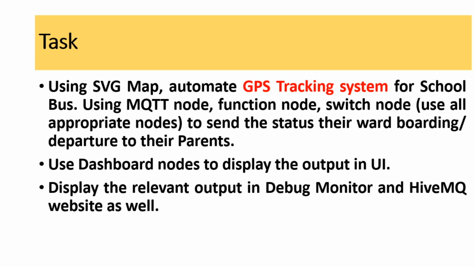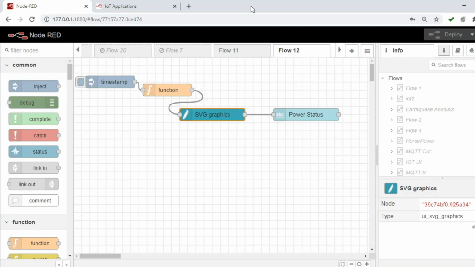So the task is: using your SVG map, you automate any GPS tracking system for the school bus. Using the MQTT node, function node, switch node, and whatever relevant nodes you want, you just use all the appropriate nodes, whatever we learned so far. Then you send the status of their boarding and departure to their parents. So use your dashboard nodes to display the output, and display the output in the debug monitor and the HiveMQ website as well, using this MQTT node. Thank you.